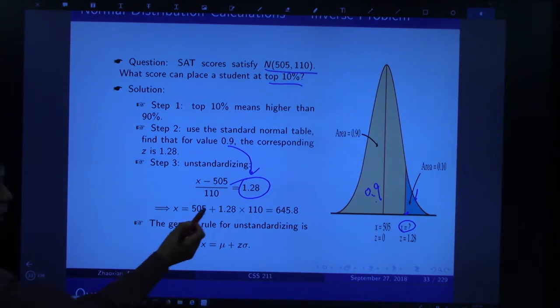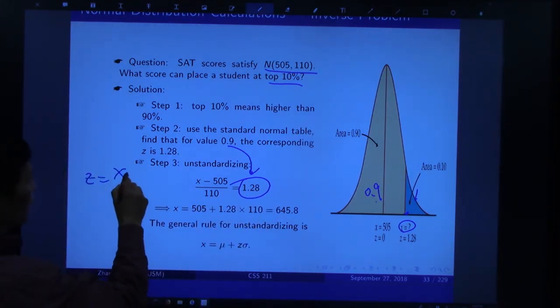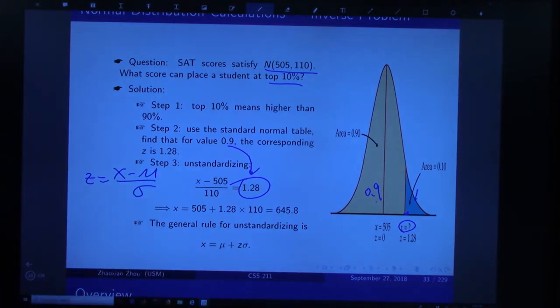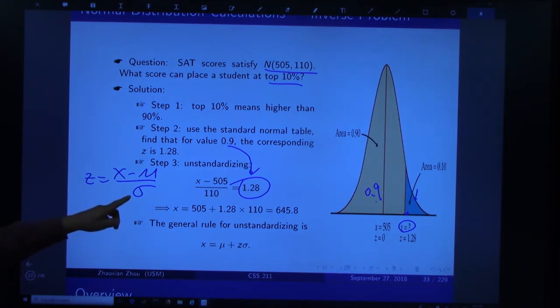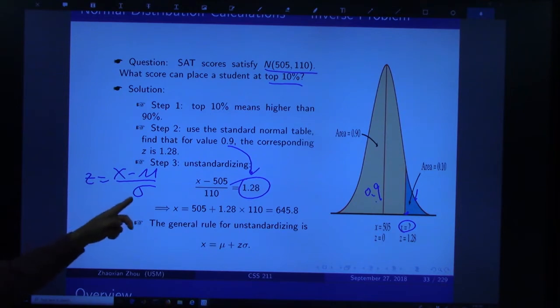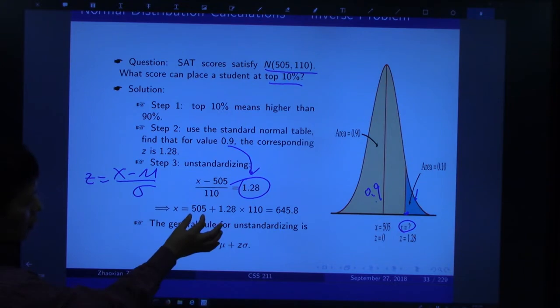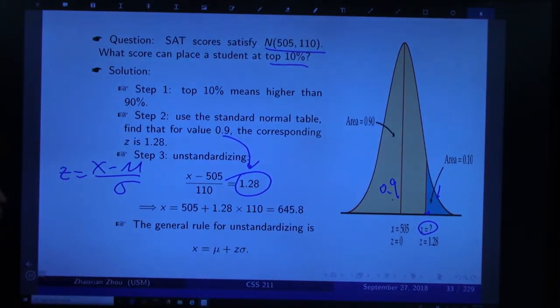Now we know the z-score, and the z-score is calculated by x minus mu over the standard deviation. We know mu equals 505, the standard deviation equals 110, and the z-score equals 1.28. What we are looking for is this x, which is easy. x equals z times sigma, plus mu. So x equals mu plus z-score times sigma. In this example, it equals 645.8.